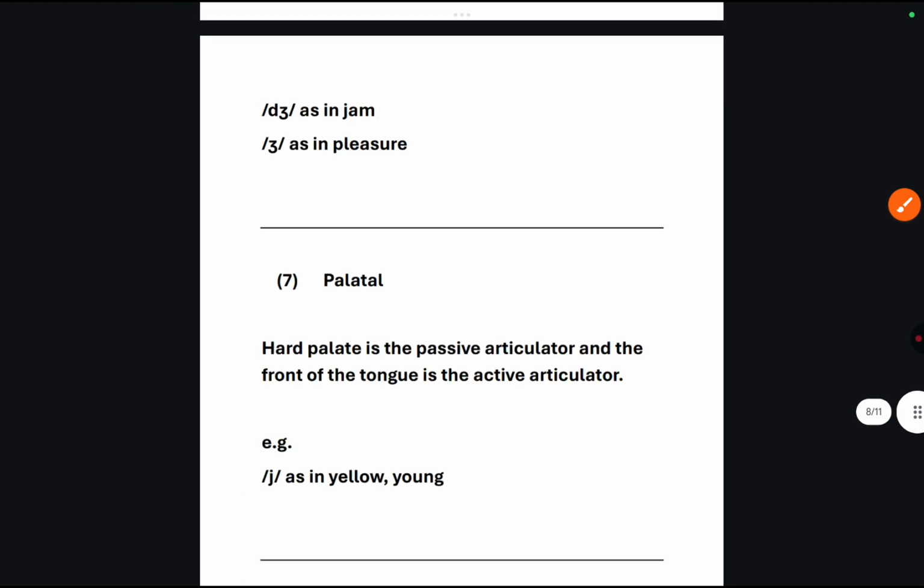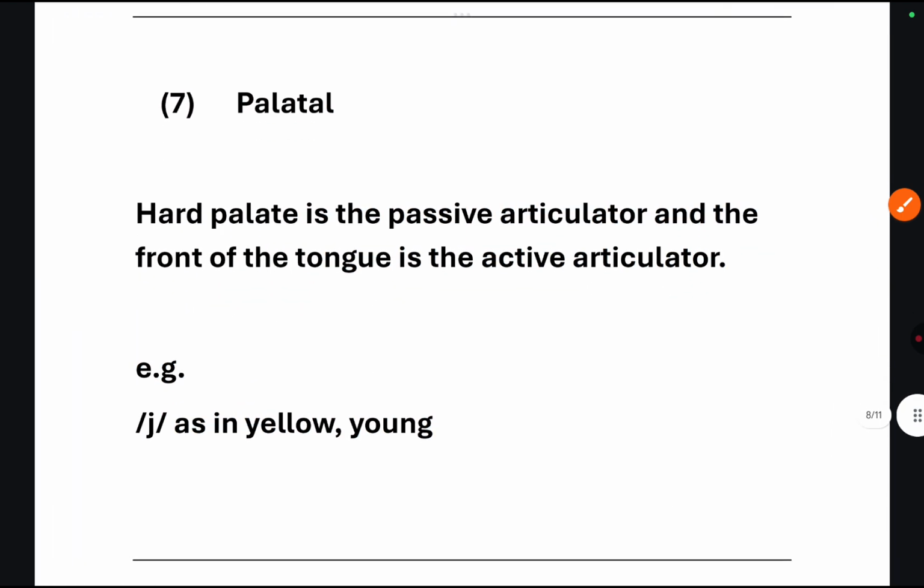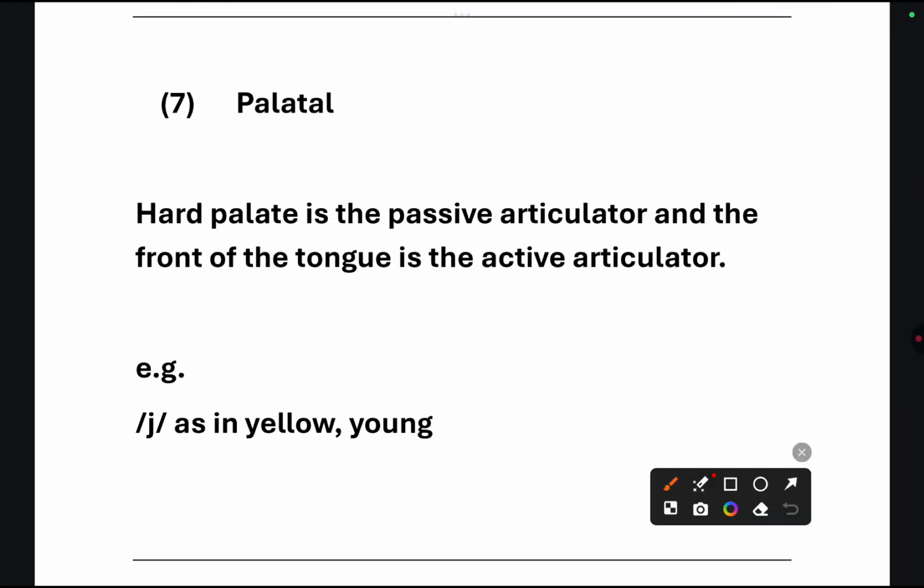Now comes the palatal. In palatal, the hard palate is the passive articulator. This will not move, the hard palate, and the front of the tongue is the active articulator. Sounds: yellow. Pronounce from your side. Yellow, young. You will come to know the front of the tongue is touching the hard palate.